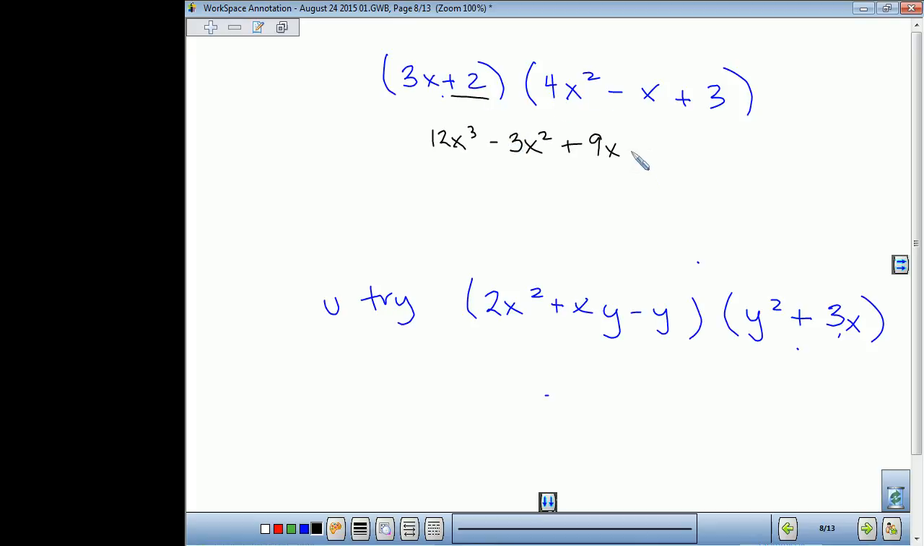Positive 2 times 4x squared is 8x squared. Positive 2 times negative x is negative 2x. And positive 2 times 3 is 6. So then we'll look for like terms if there are any. I see I have some squared terms and some linear terms. And so I'm going to add like terms. Negative 3x squared and positive 8x squared simplifies to 5x squared. Positive 9x and negative 2x is positive 7x.